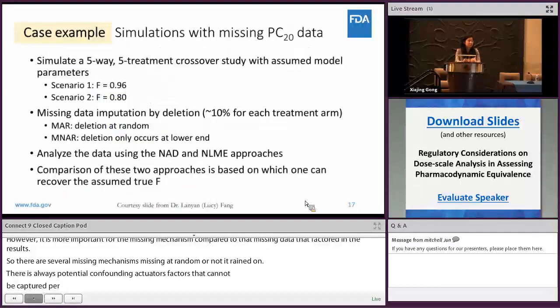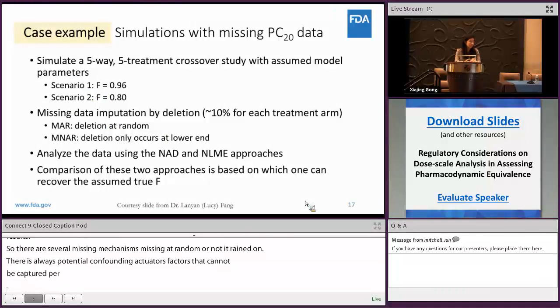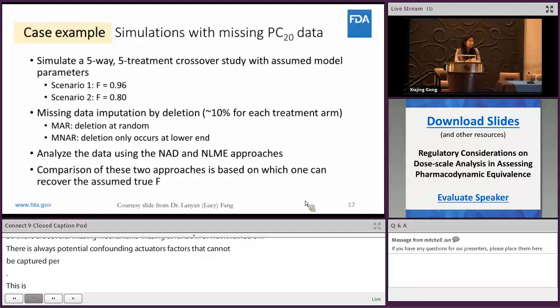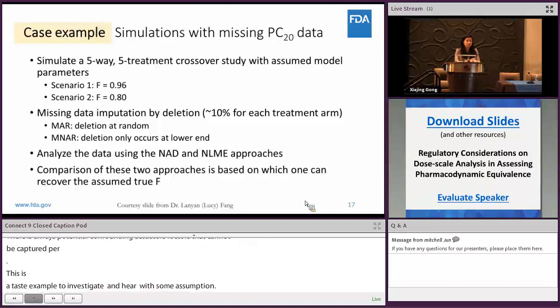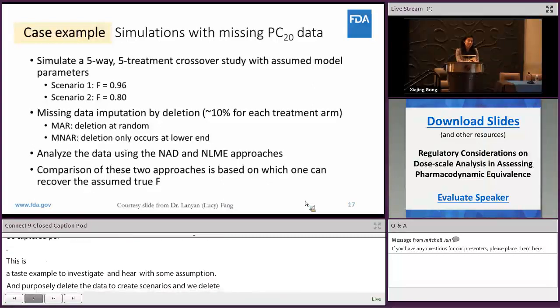Here is a case example of an internal research project to investigate the impact of missing data on the F estimation. Here we simulate a 5-way, 5-treatment crossover study with some assumptions, and we purposely delete data to create different missing data scenarios. We delete at random to create a missing at random case, and we delete only the lower end of the data distribution to create a missing not at random case.